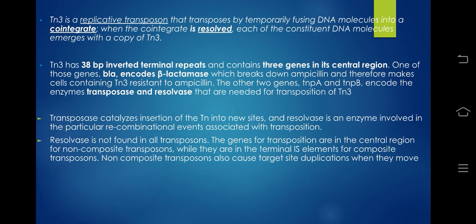Tn3 has 38 base pair inverted terminal repeats and contains 3 genes in its central region. One of those genes, bla, encodes beta-lactamase, which breaks down ampicillin and therefore makes cells containing Tn3 resistant to ampicillin. The other two genes, tnpA and tnpR, encode the enzymes transposase and resolvase that are needed for transposition of Tn3.